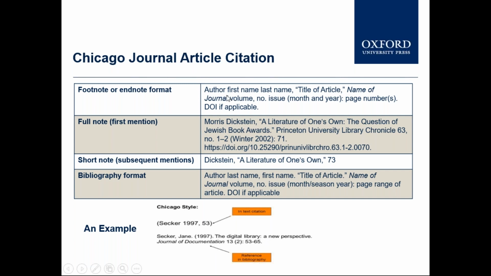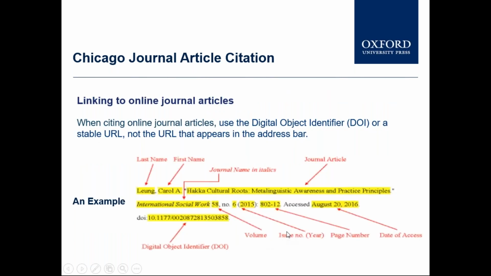So here in the footnote format, in the short note format, this is how it appears. Author, year, title, taken from which journal, the source, which volume, which issue, and the page numbers. Sometimes it also gives you the DOI number.